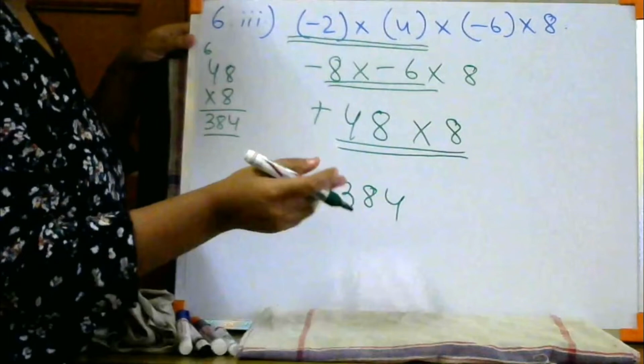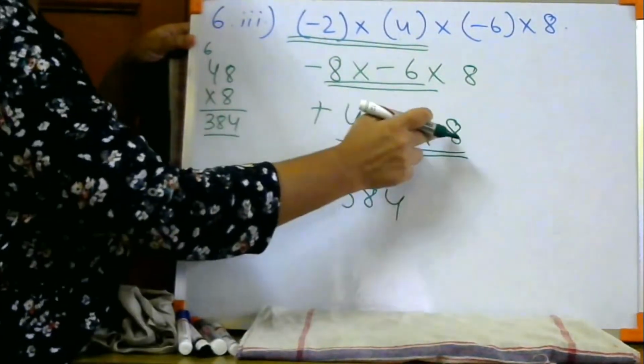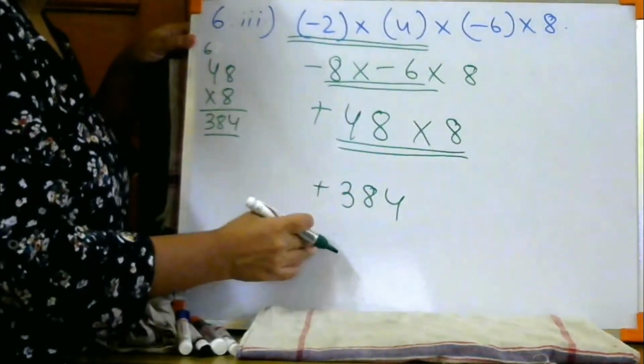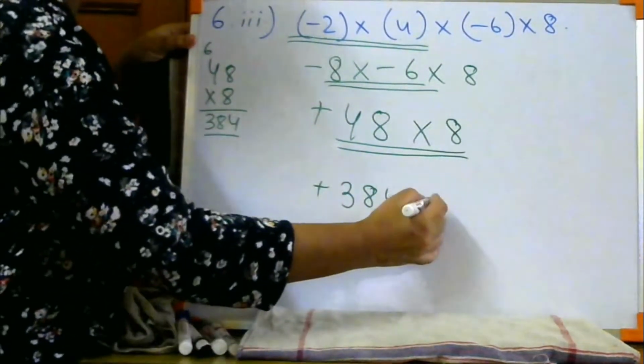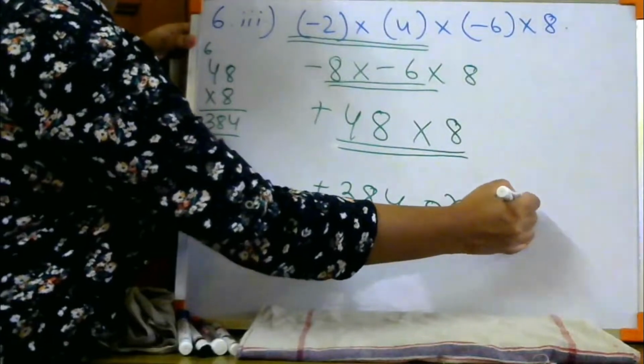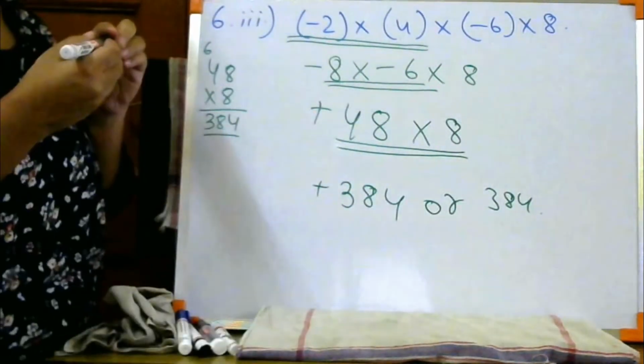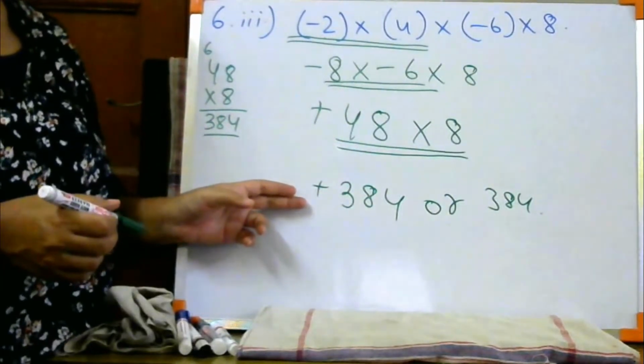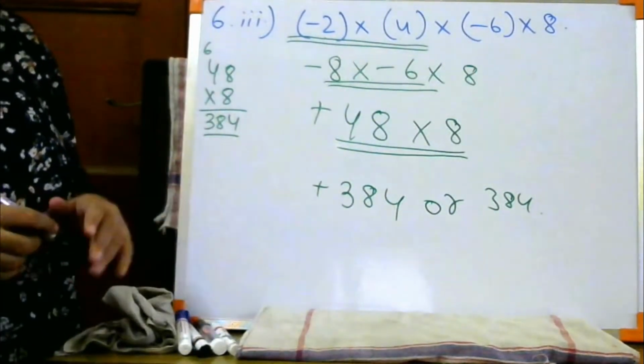Now what about the signs? यहाँ पे 48 का भी प्लस है, 8 का भी प्लस है, तो प्लस प्लस इज प्लस, है ना. तो आप प्लस साइन भी लिख सकते हो 384 के पहले, या फिर आप सिर्फ 384 भी लिख सकते हो, दोनों ही राइट है. लेकिन अगर माइनस से आंसर आता है तो आपको माइनस लिखना ही है, वहां पे आप माइनस नहीं छोड़ सकते. Clear? So this is the answer for this question.